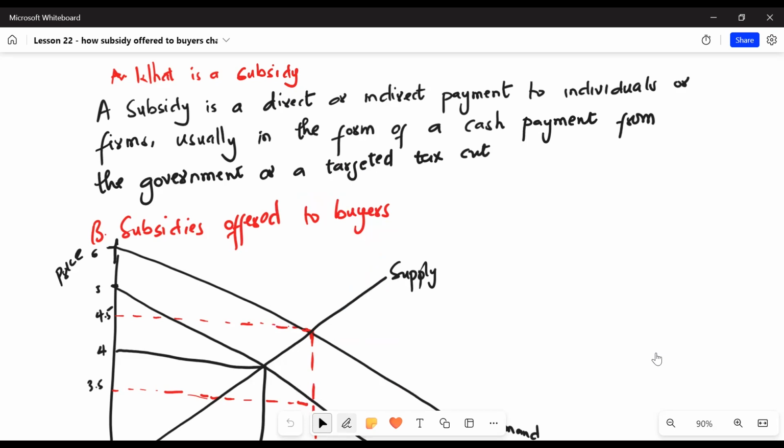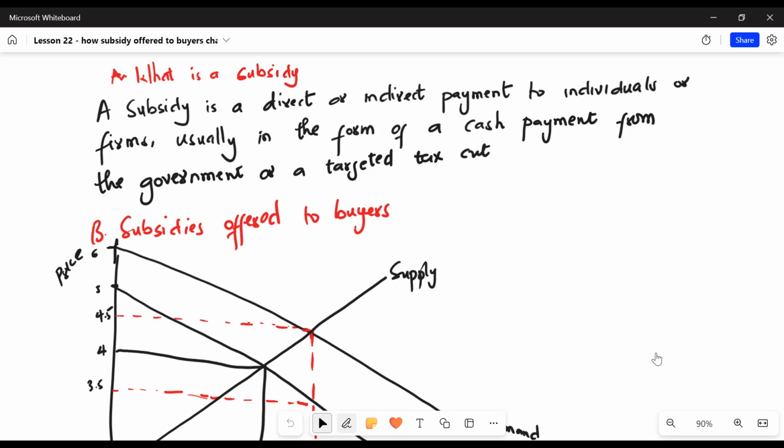Welcome back. Our previous lesson was on how subsidies offered to sellers shape equilibrium outcomes. Today, we'll be looking at how subsidies offered to buyers shape equilibrium outcome. Now, we define subsidy as a direct or indirect payment to individuals or firms in the form of a cash payment from government or a targeted tax cut.